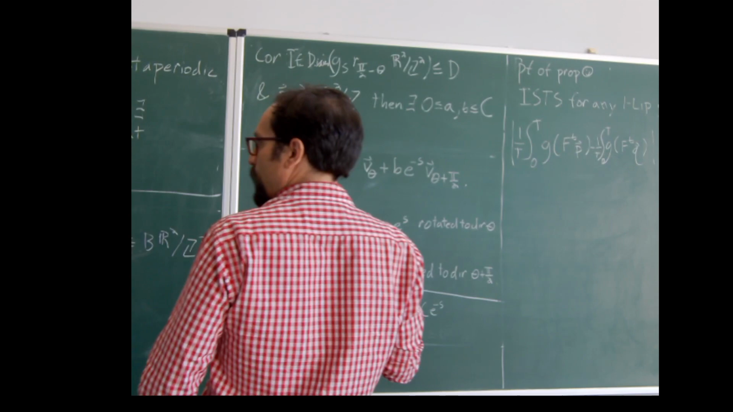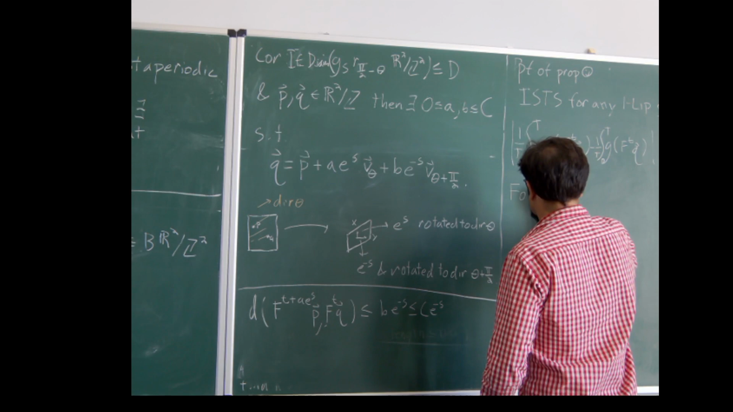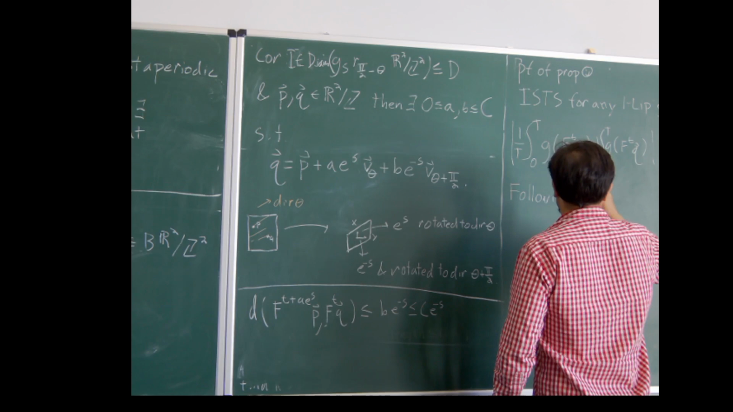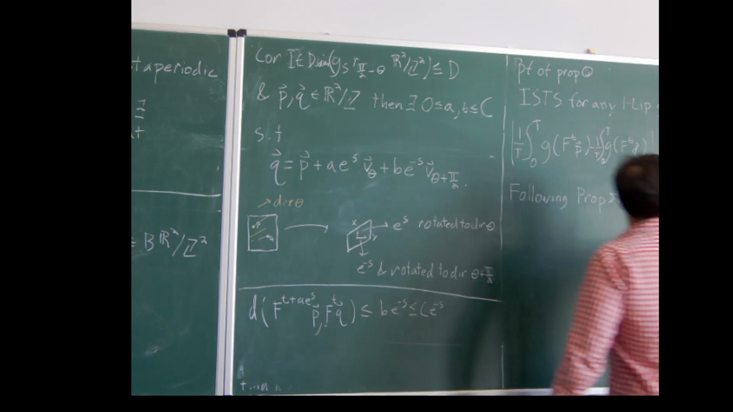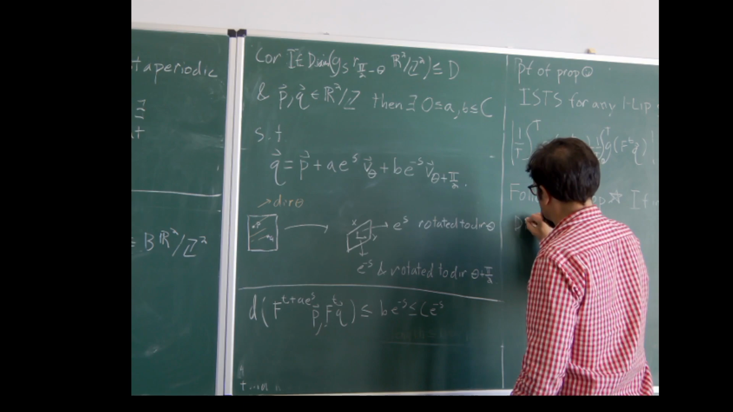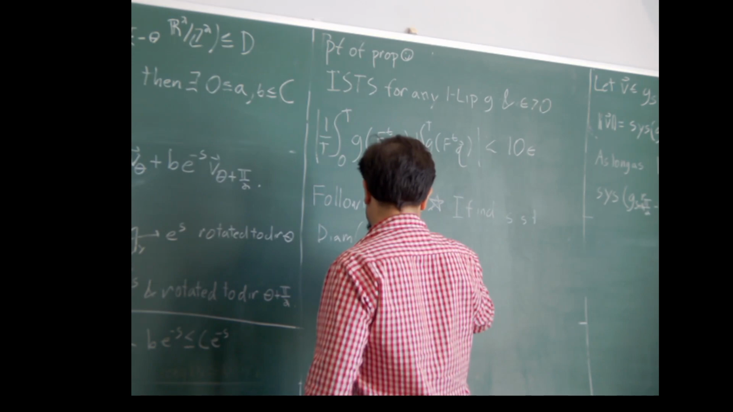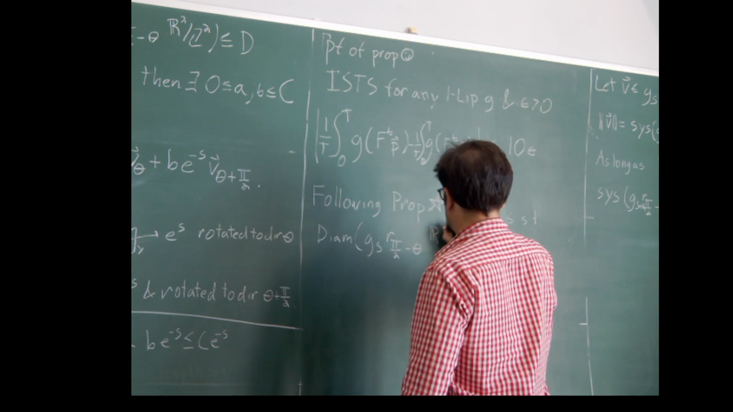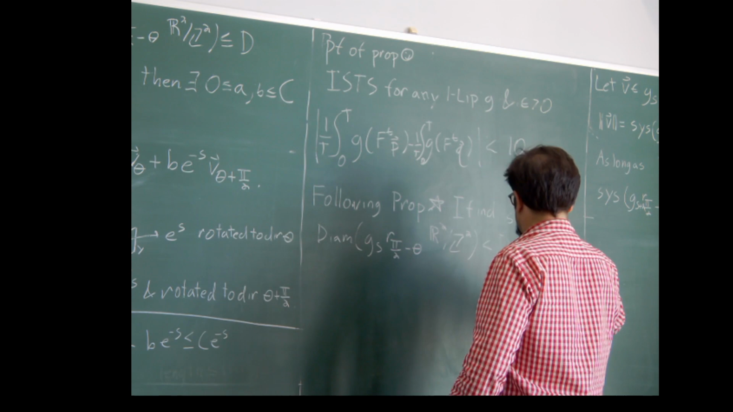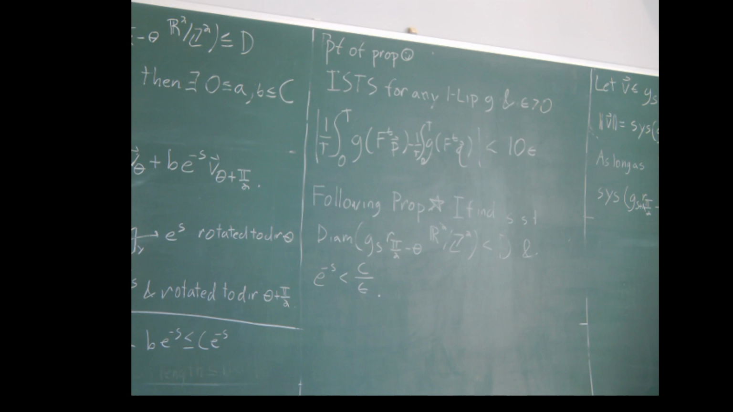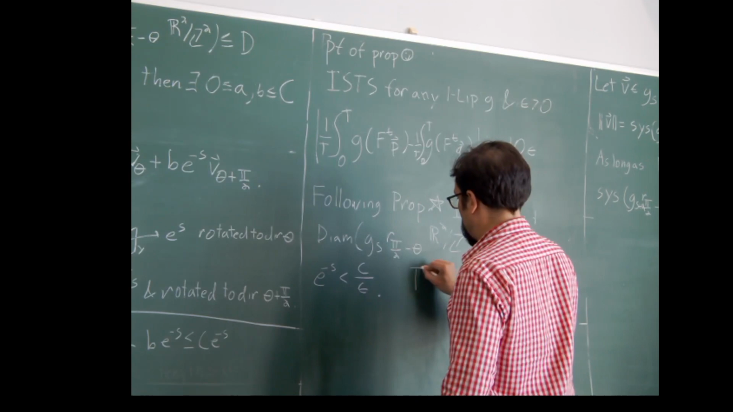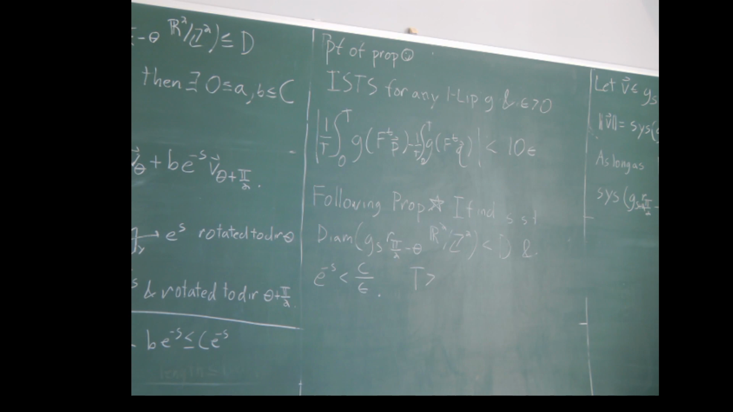All right. So now, following proposition star, I find s, lowercase s, so that the diameter of G sub s of R sub pi over 2 minus theta of my torus is less than D. And I also want that e to the minus s is less than c over epsilon. Okay, that's my choice of epsilon. Now what I want to do is pick t to be bigger than, I think it's e to the 2s, but let me check. There might be a constant of c in there. I don't think it needs to be.